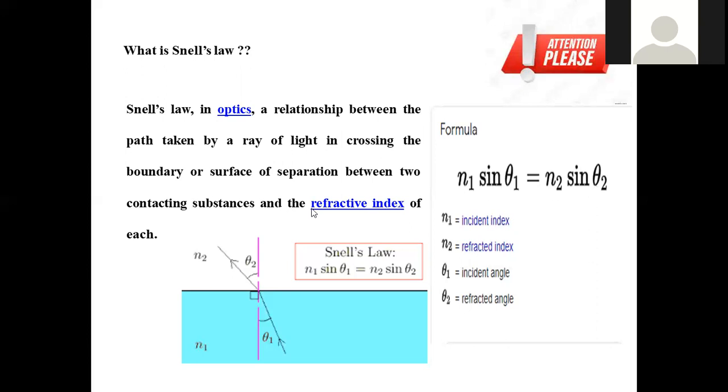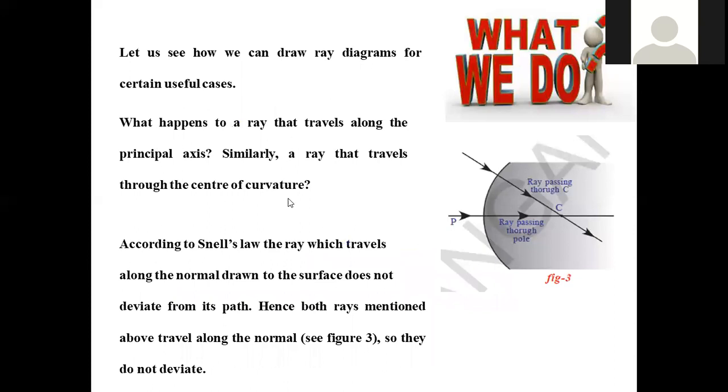Based on this, we are going to apply it to what they are asking for. According to Snell's law, a ray which travels along the normal drawn to the surface does not deviate from its path. Light incident from the source, moving in a certain path, will not be deviated in accordance with Snell's law. Hence, both the rays mentioned travel along the normal, so they will not be deviated. This is in accordance with Snell's law. That is clearly shown in figure 3. This is the principal axis.